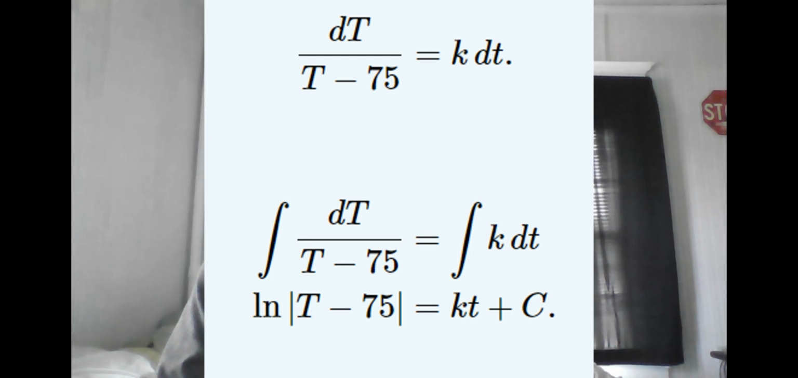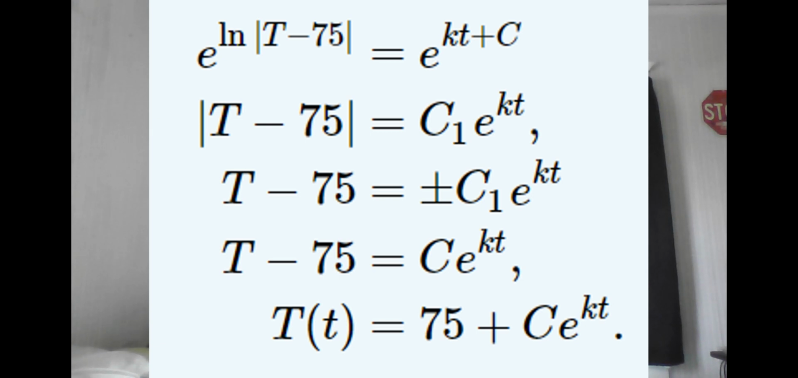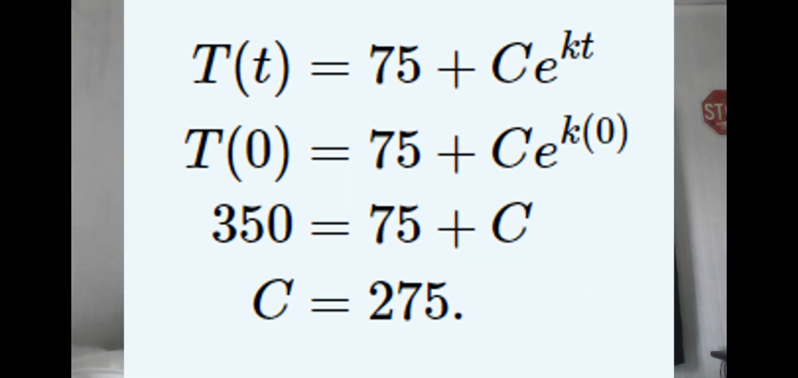And then we would attempt to solve for the temperature by first getting rid of the ln, by raising both sides e to the power of whatever it is. Get rid of the absolute value bars, and finally add 75 to both sides. And then, since we are given an initial value of 350 for 0, we would plug in 0 for time and 350 for temperature. So we should be able to logically conclude, after we do the arithmetic, the constant equals 275.